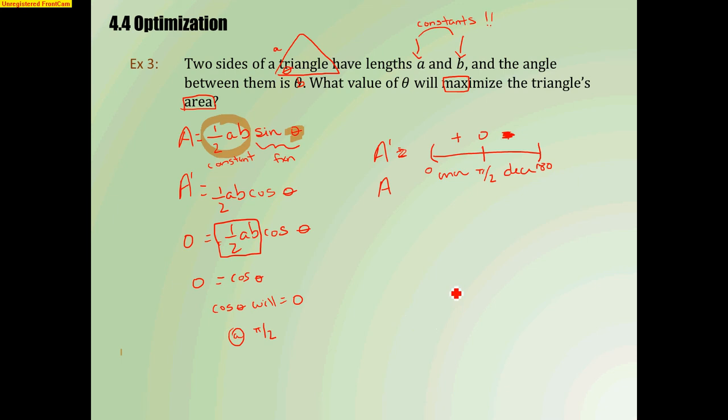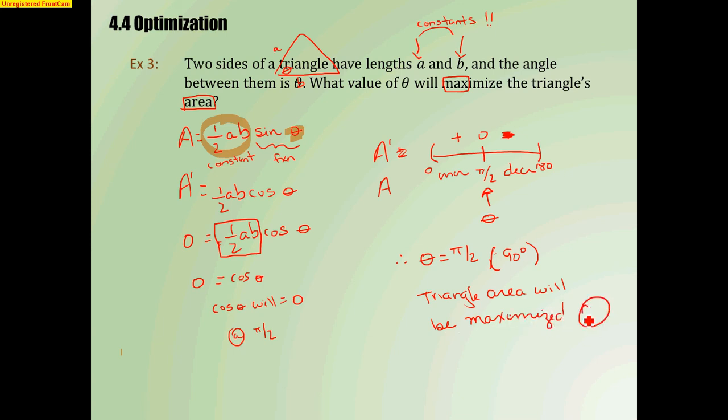So what does this mean? What did I ask? What value of theta? So where do I plug pi over 2? Oh wait, pi over 2 is theta, right? So didn't I answer the question? When theta is pi over 2, or 90 degrees, the triangle's area will be maximized.